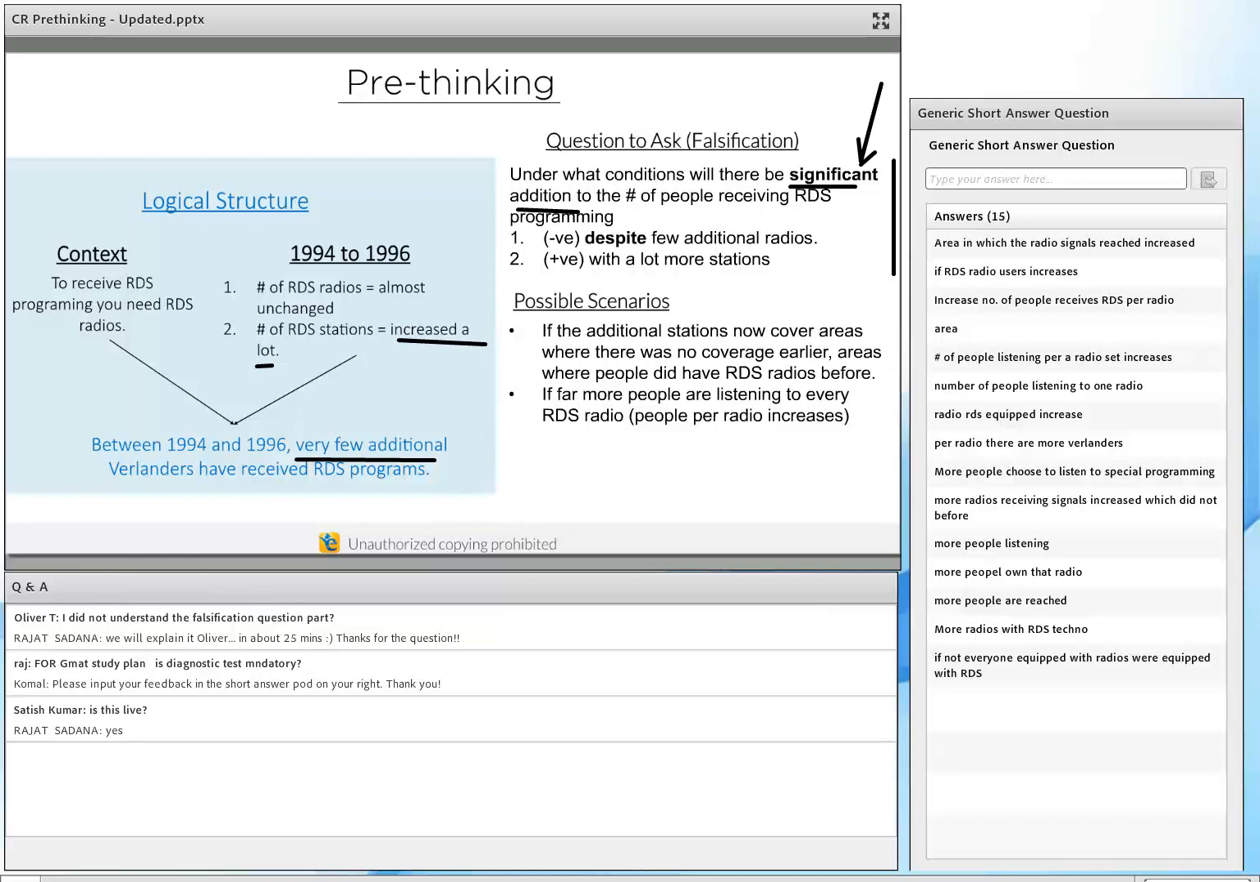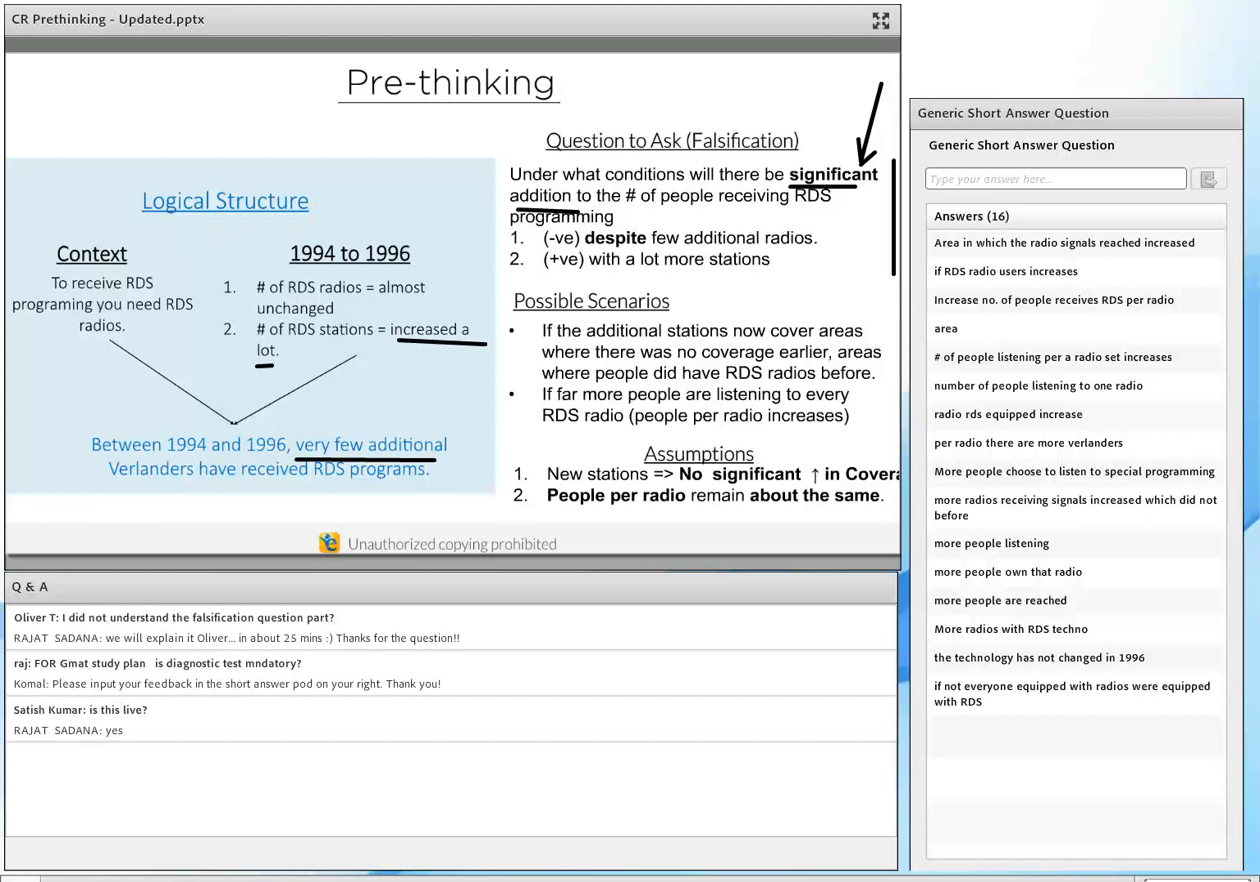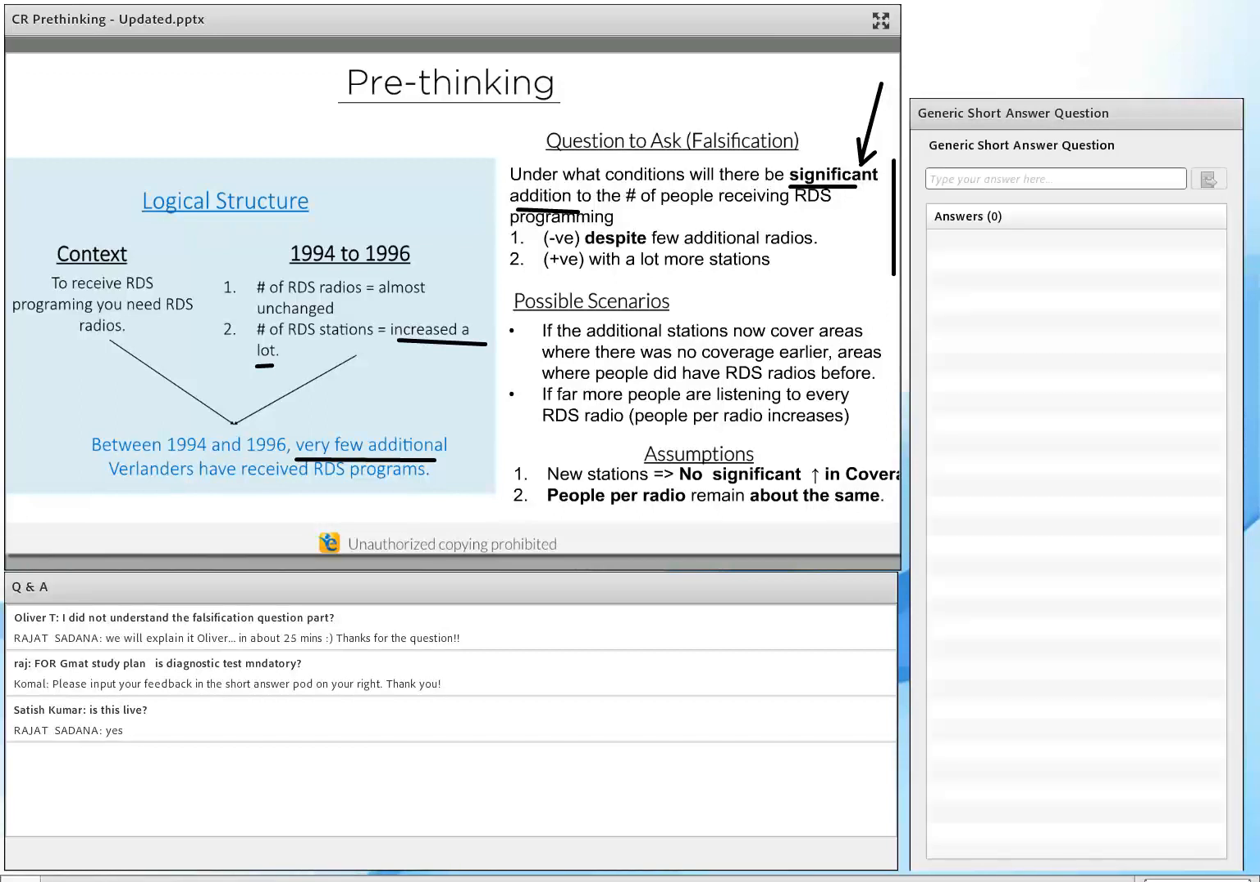These are what we call falsification scenarios. If that is the case, then my assumptions are that new stations don't increase coverage or people per radio remain about the same. How many of you get the assumptions? Simple, right? There's not a whole lot in here. When you follow the process, things seem to jump at you.